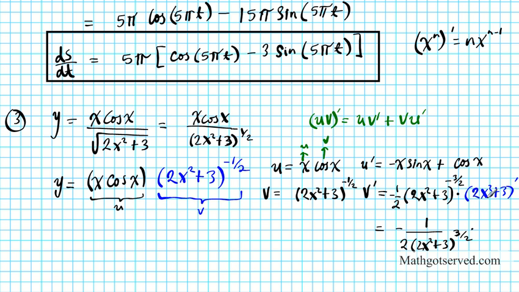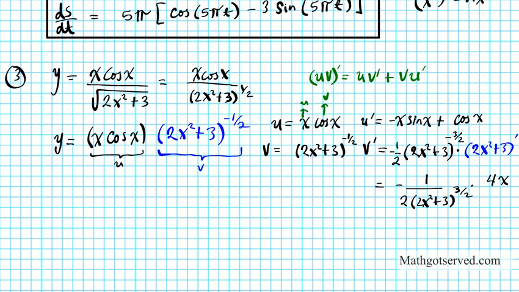And the derivative of 2x squared is simply 4x, because if you differentiate this, you multiply 2 times 2, which is 4, subtract 1 from the power to get x, and the derivative of 3 is 0. Now let's simplify it a little bit further. The 2 goes into the 4, so v prime is going to be negative 2x divided by 2x squared plus 3 raised to the 3/2.